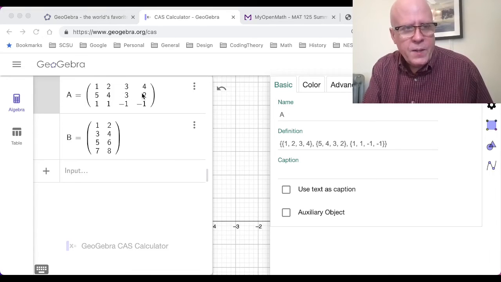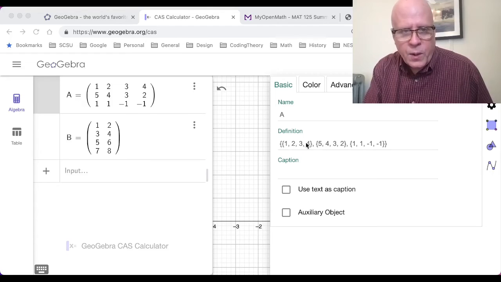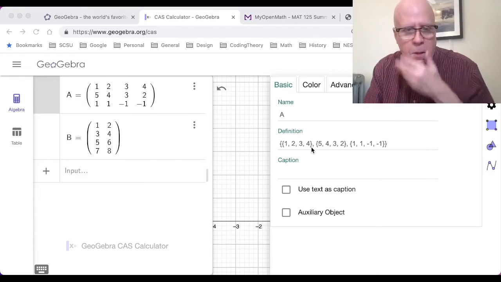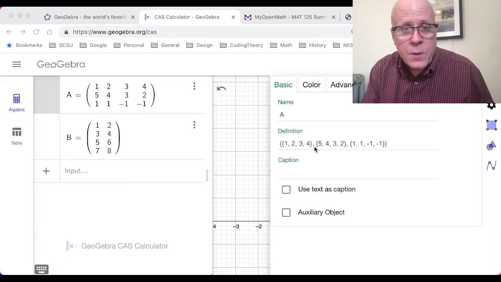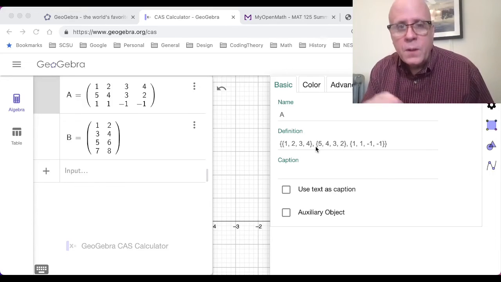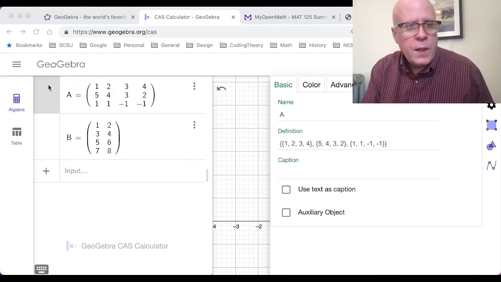So A is 1, 2, 3, 4, 5, 4, 3, 2, 1, 1, minus 1, minus 1. This is the way that was entered. Remember the curly braces around the whole thing, and then each row is a list inside of curly braces. And make sure you have commas in between the rows so that we're getting a list of lists. All right, so that's A.